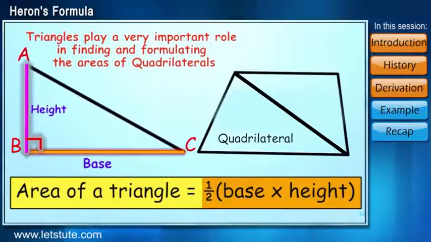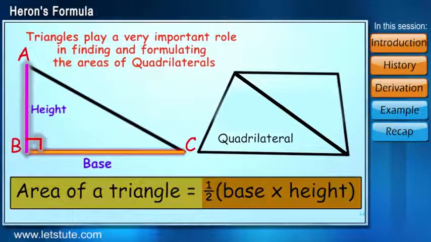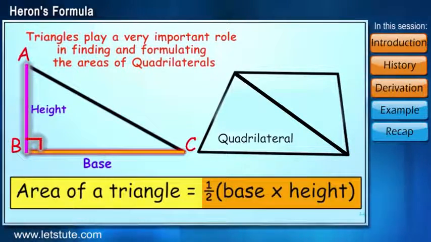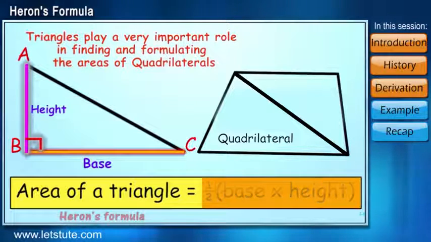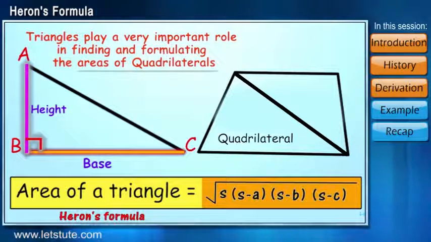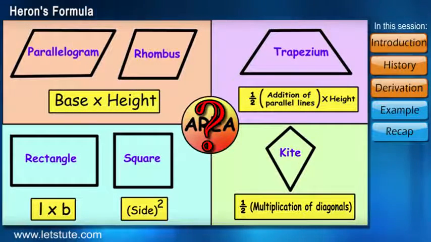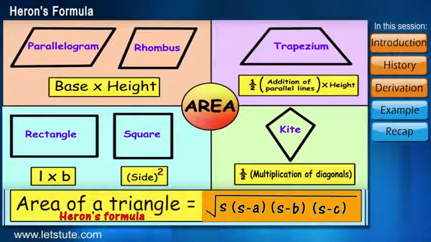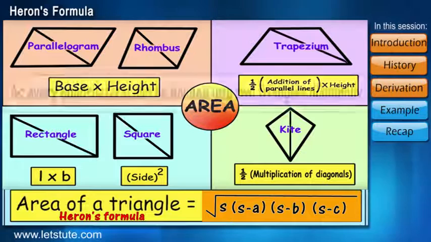Do you remember we used the formula half into base into height to find the formulas to calculate the areas of quadrilaterals? Now here we are going to use Heron's formula to calculate the area of quadrilaterals. Now you may ask, which type of quadrilateral? It may amaze you, but using this formula we can calculate the area of any type of quadrilateral if all the required lengths are given.